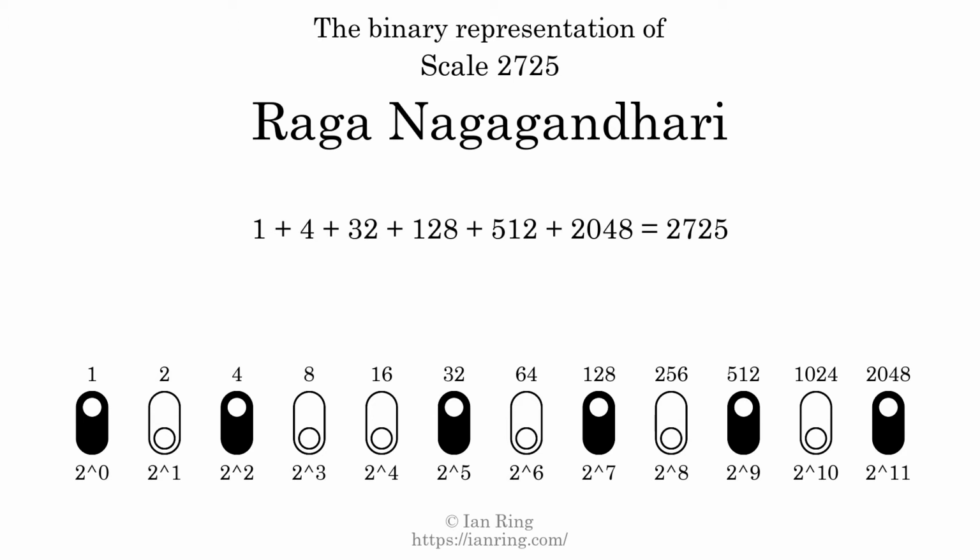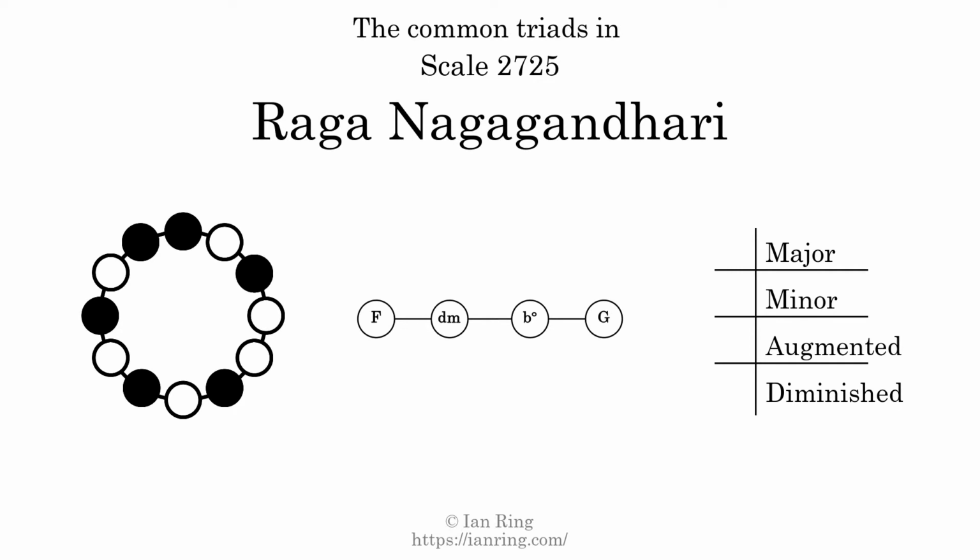That is why the scale number, in decimal, is 2725. The scale number not only enumerates the scale with a unique index, but it also literally describes the tonal content of the scale. Represented as a binary number in base 2, the scale number is 101010100101. Here are the common triads present in this scale.